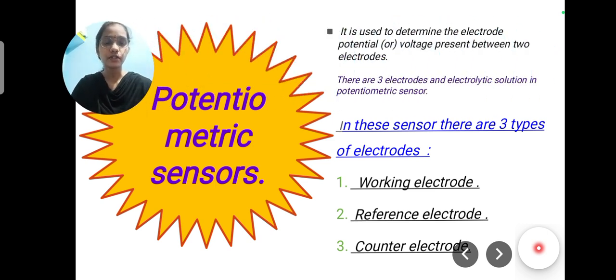First, the potentiometric sensor. It is used to determine the electrode potential or voltage present between two electrodes. In these potentiometric sensors, we observe three electrodes and the electrolytic solution. The three electrodes are the working electrode, the reference electrode, and the counter electrode.